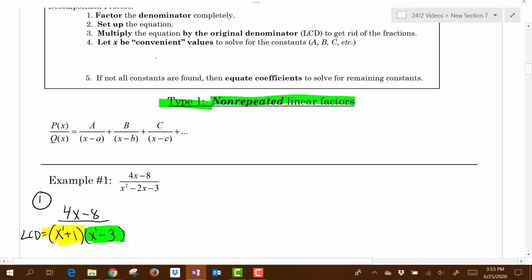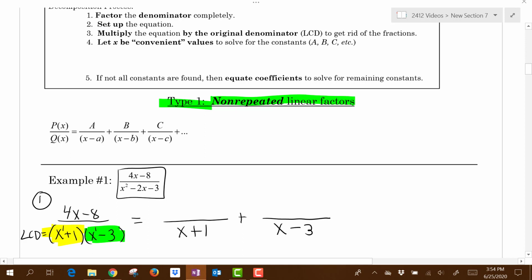Alright, step 2 is to set up the equation. Each of those non-repeating linear factors gets to become the denominator of its own smaller fraction, what we call partial fractions. Our goal is to break down this more complicated fraction into smaller fractions. When I add these two fractions together, I should get back to the original fraction that I started with. Alright, that's our goal.